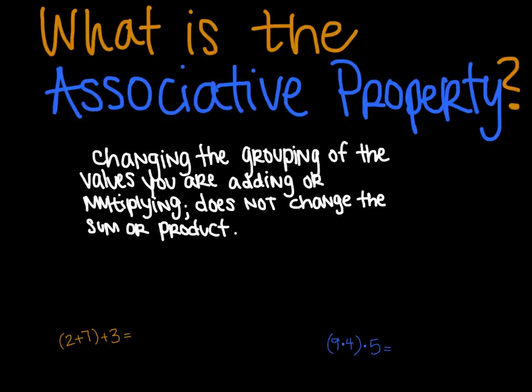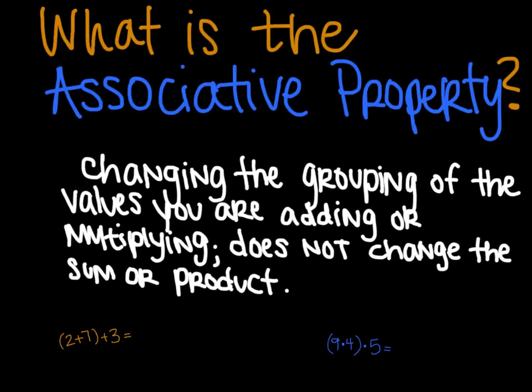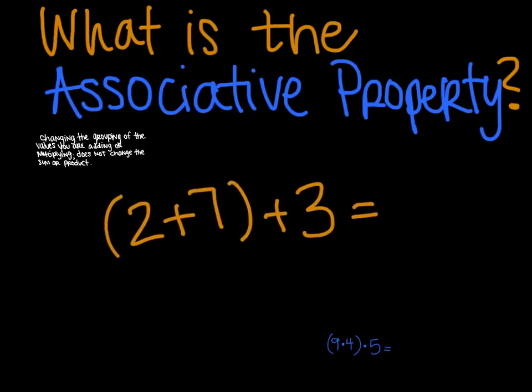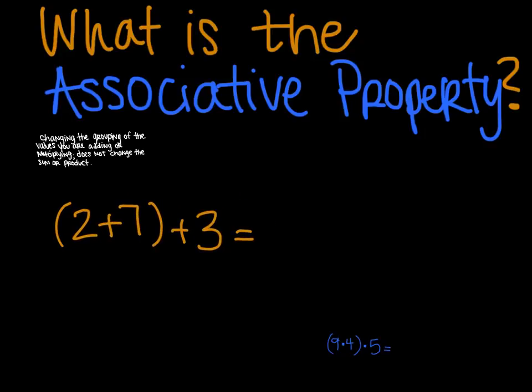The associative property is about changing the grouping of values that you are adding or multiplying, and it does not change the sum or product, so remember that. But this has to do with grouping, so parentheses must be involved here. I would even write down parentheses in your notes so that you remember. It always involves parentheses. Your first example, 2 plus 7 plus 3. Using the associative property, the order stays the same, but if I change the parentheses, I'm now going to have them located around the 7 and the 3 instead.